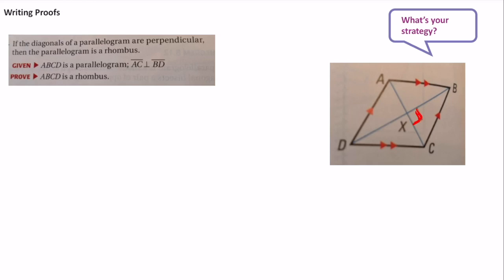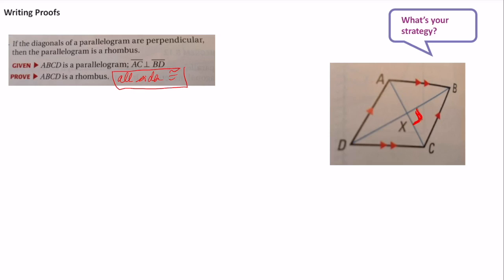The first thing you want to think is, well, what is a rhombus? A rhombus is just all sides are congruent, right? It's a quadrilateral with 4 congruent sides. So that's what we need to show. If we can show that all 4 sides are congruent, then we can show that it's a rhombus. So now what's your strategy?